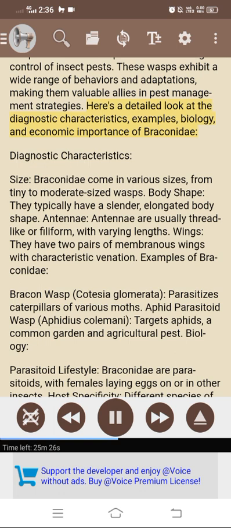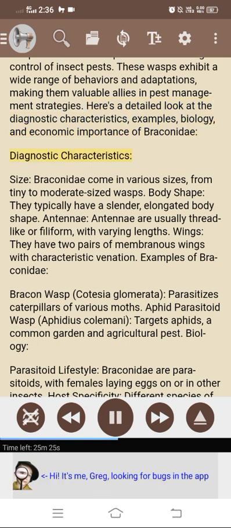Here's a detailed look at the diagnostic characteristics, examples, biology, and economic importance of Braconidae. Diagnostic characteristics. Size. Braconidae come in various sizes, from tiny to moderate-sized wasps. Body shape. They typically have a slender, elongated body shape. Antennae. Antennae are usually thread-like or filiform, with varying lengths. Wings. They have two pairs of membranous wings with characteristic venation. Examples of Braconidae. The braconid wasp Cotesia glomerata parasitizes caterpillars of various moths.